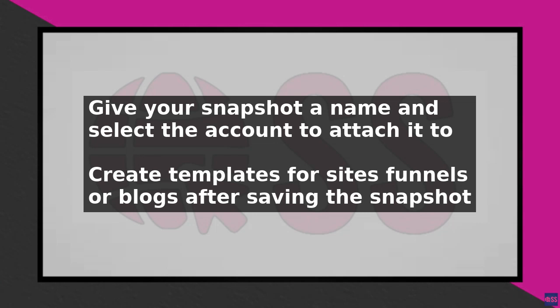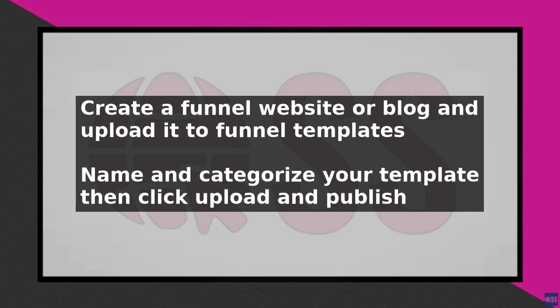To add a template to your snapshot, create a funnel, website, or blog, and then upload it to your funnel templates by clicking on the three dots and selecting Upload to Funnel Templates. After naming and categorizing your template, click Upload and Publish. The template will now be part of your snapshot.